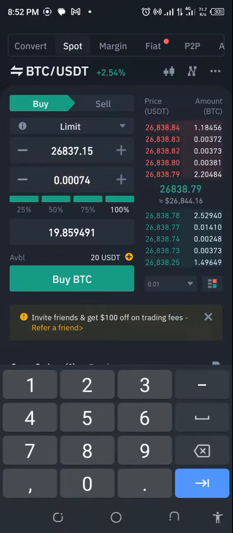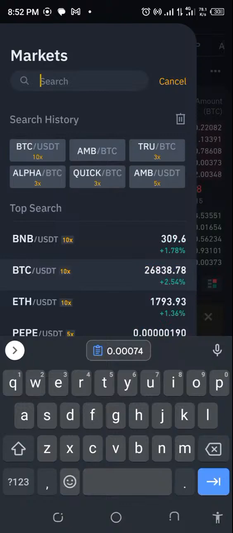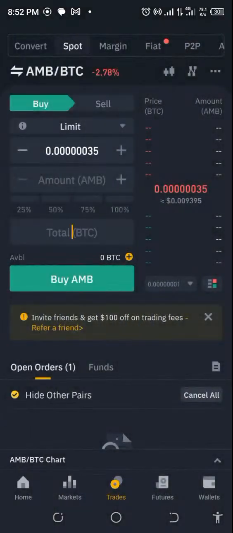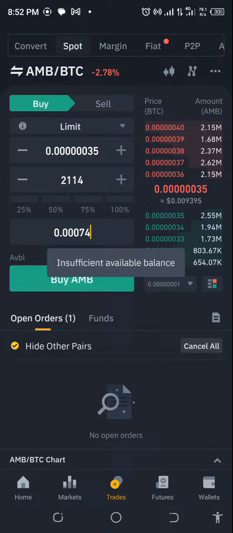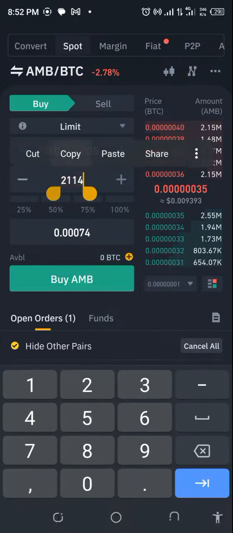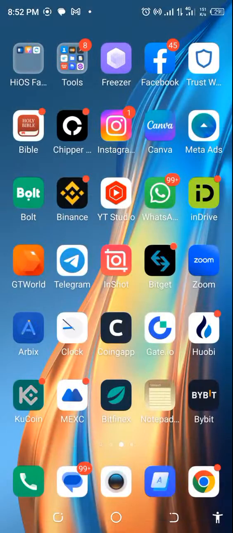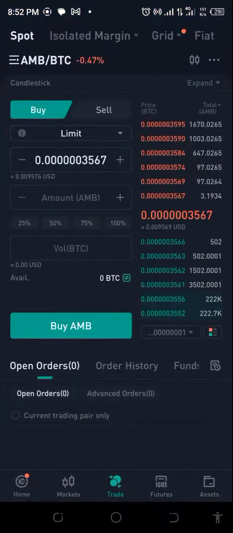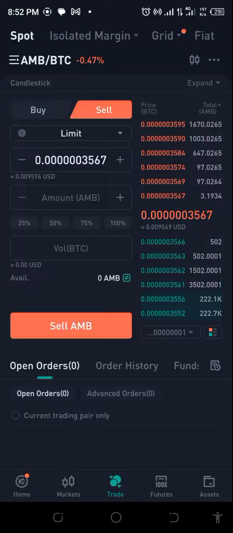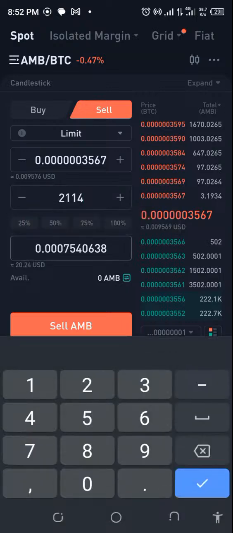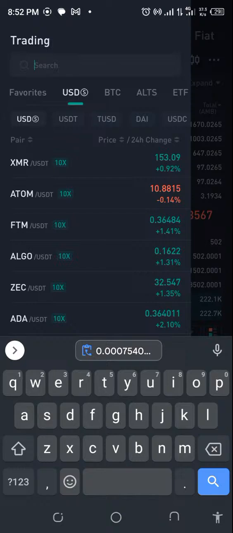And we'll copy that and go all the way to AMB BTC and buy that right away. Okay, so we have 2114. Let's copy that. All right, so we've copied it. Let's go over to KuCoin and see what we will get. What do we have here? It's 3567. Let's hope there's profit here. All right, so you just paste that there. Okay, so we get 0.00754. All right, let's just copy that and go and check whether we're going to make money or not.